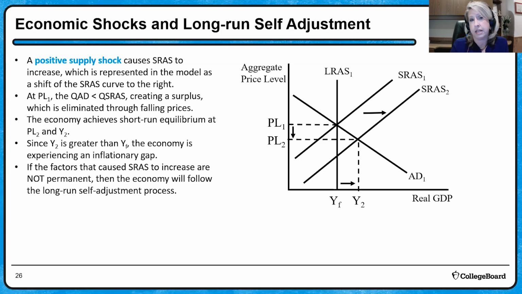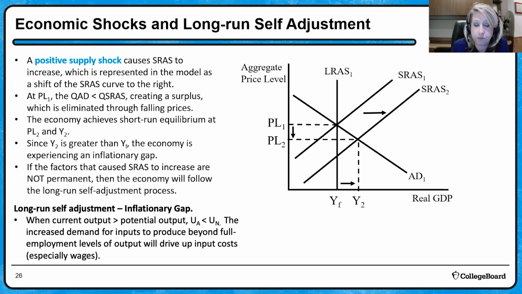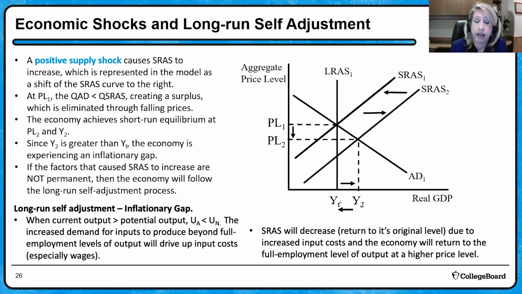Now, if the factors that caused that short run aggregate supply curve to shift to the right, let's say it was a change in some kind of production tax, go away, we haven't permanently changed the amount of output we can produce. So we had a short run increase in output. We're producing beyond our PPC, and we're going to end up following the long run self-adjustment process for an inflationary gap. Resources are overemployed. In the long run, those wages and input prices are going to rise. Short run aggregate supply is going to shift to the left, and we're going to end up back at our equilibrium price level and long run equilibrium level of output.